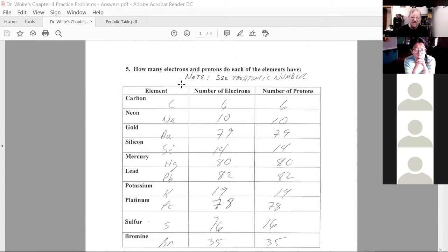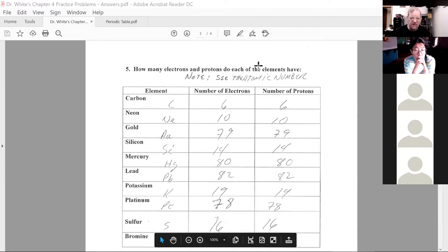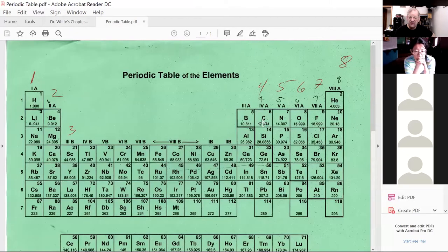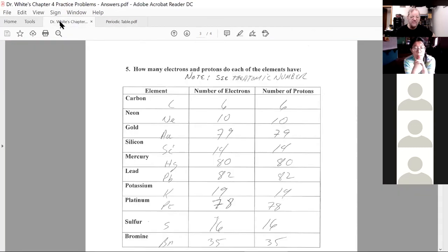Here, how many electrons and protons does each element have? You don't have to write down the symbols like I did, but you need to look at your periodic table. Let's look at carbon. Carbon is here, atomic number is six. That tells you how many electrons and protons.